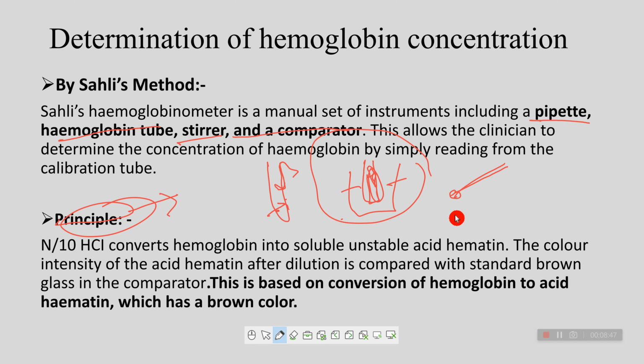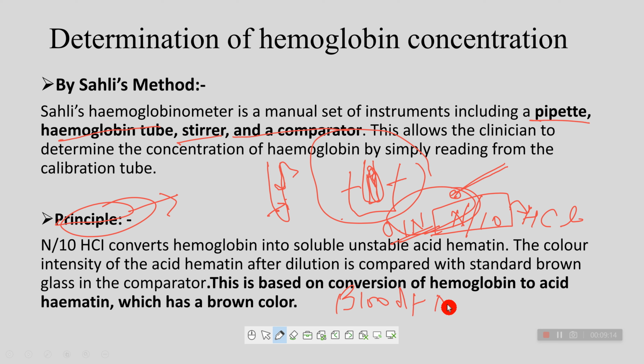So what happens in the Sahli's method? We take a reagent called N by 10 HCl. What is N by 10? This is the normality of this HCl solution. So we take 0.1 normal HCl. Now what does this 0.1 N HCl do? When the blood is mixed with N by 10 HCl, the N by 10 HCl converts the hemoglobin present in the blood into acid hematin.